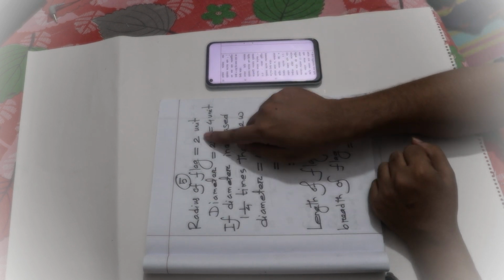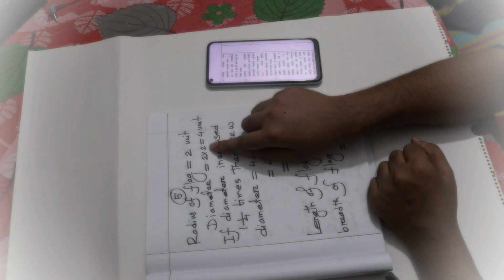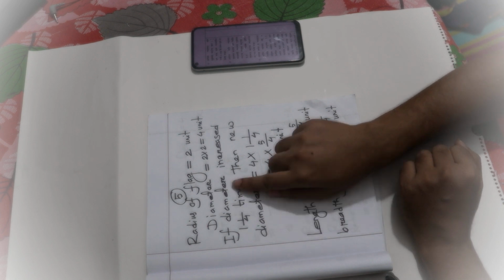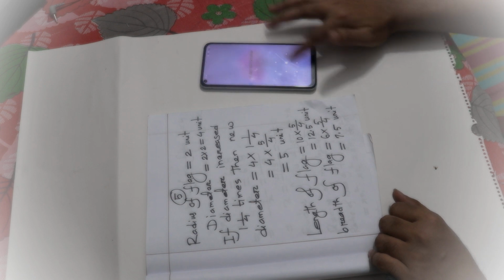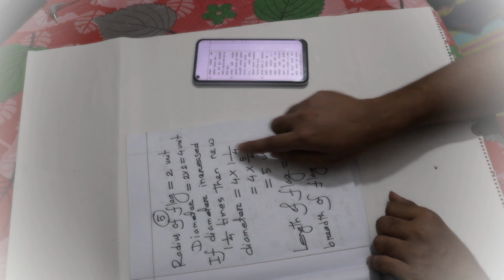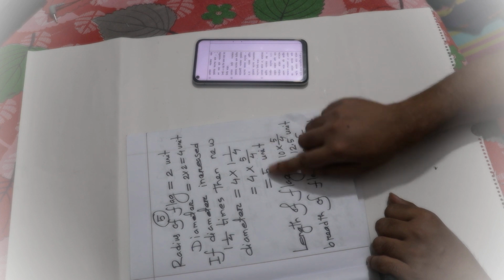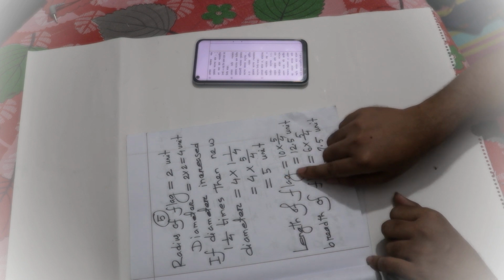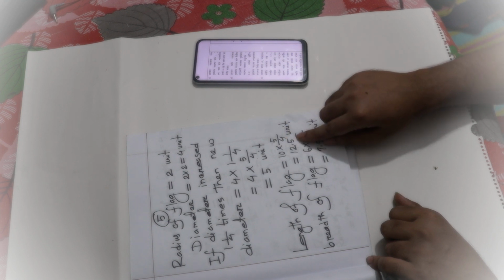Okay, the radius of the circle is 2 unit. The diameter will be double of the radius, 2 multiply 2, that is 4 unit. If the diameter increases 1 and 1/4 times, then the new diameter will be 4 multiply 1 and 1/4, that means 5 unit. So 5 unit is the latest diameter. The length of the flag will be 10 multiply 5 by 4, that means 12.5.